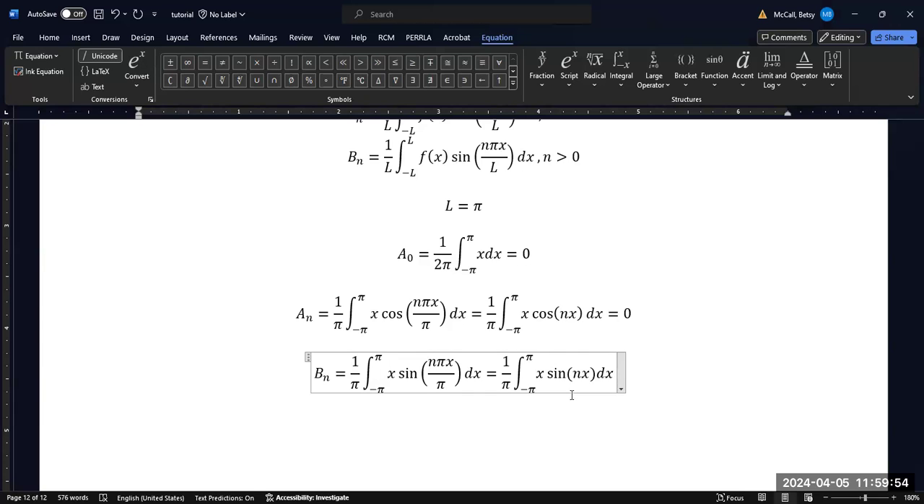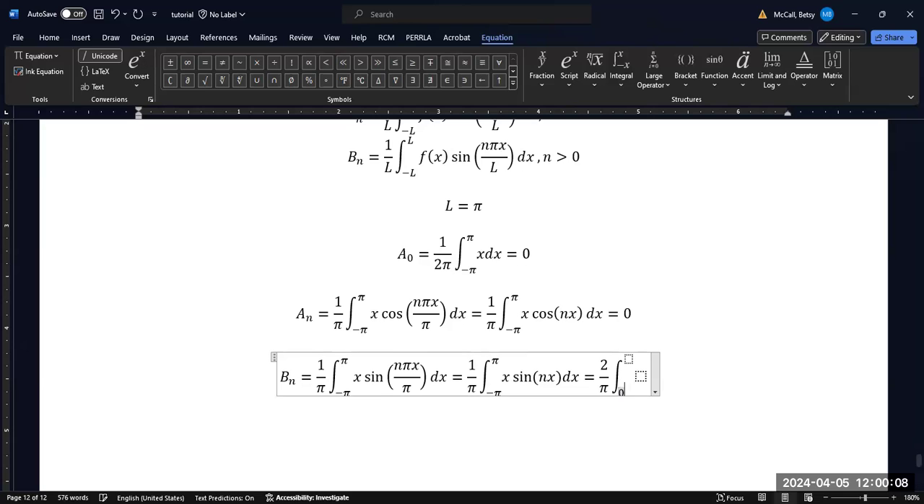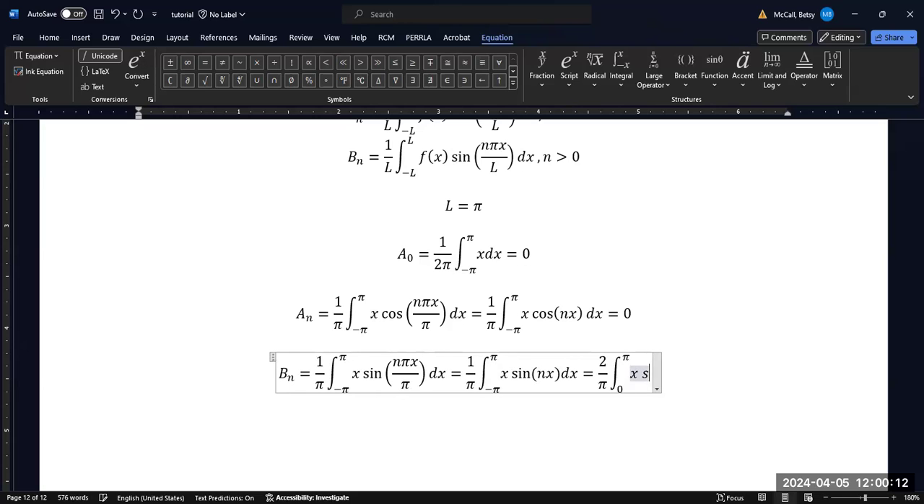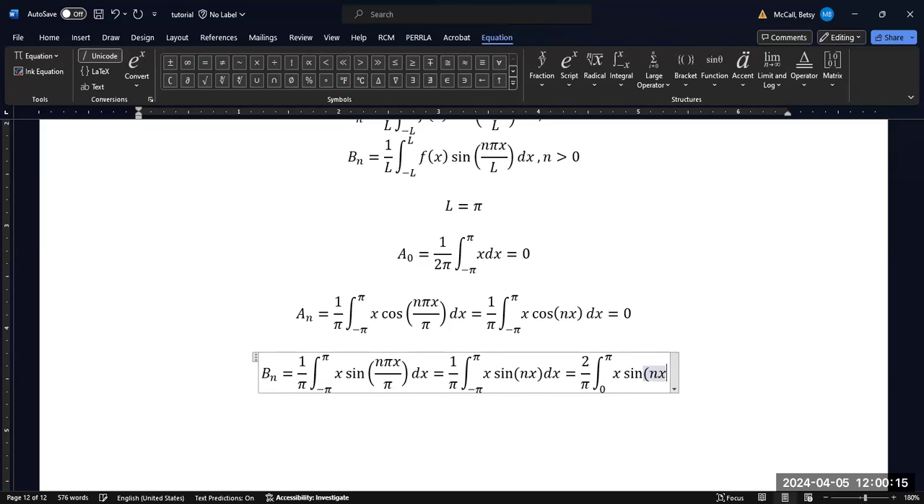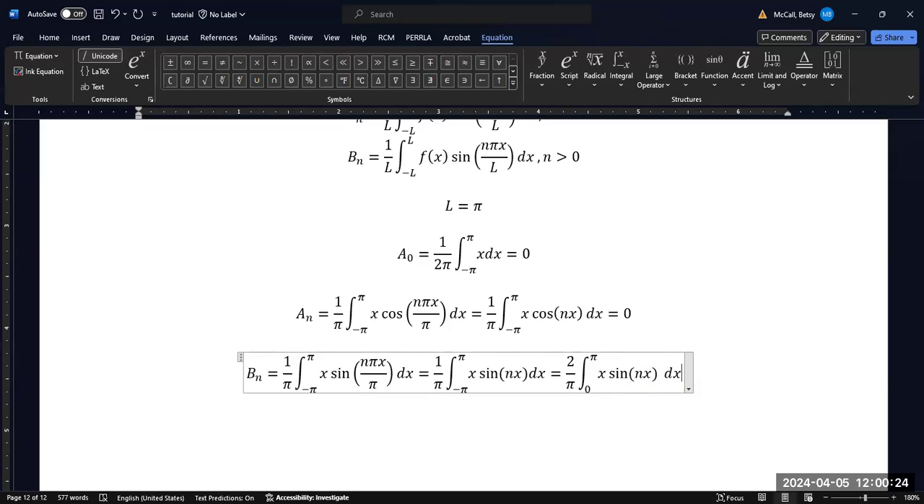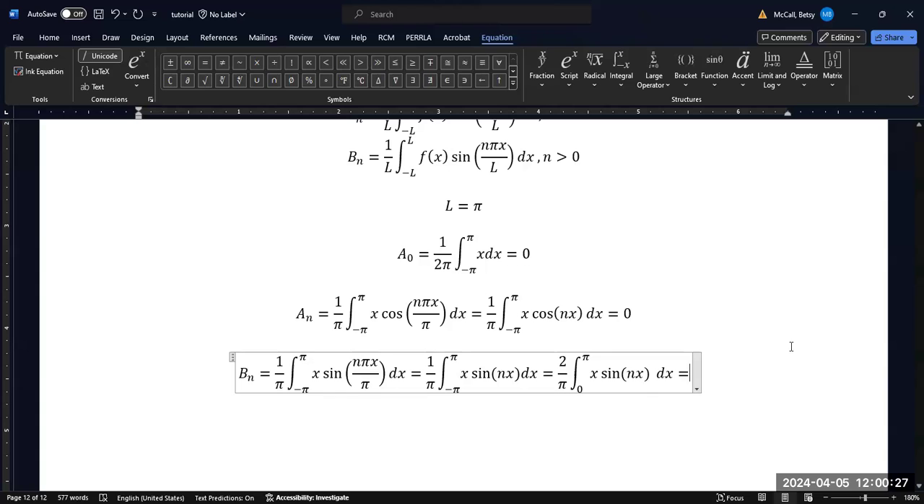Everything will be symmetric. So we can take advantage of that symmetry and we can simplify our limits of integration a little bit and multiply our integral by 2 and then integrate from just 0 to pi of x sine nx dx. Now let's actually do that integration.